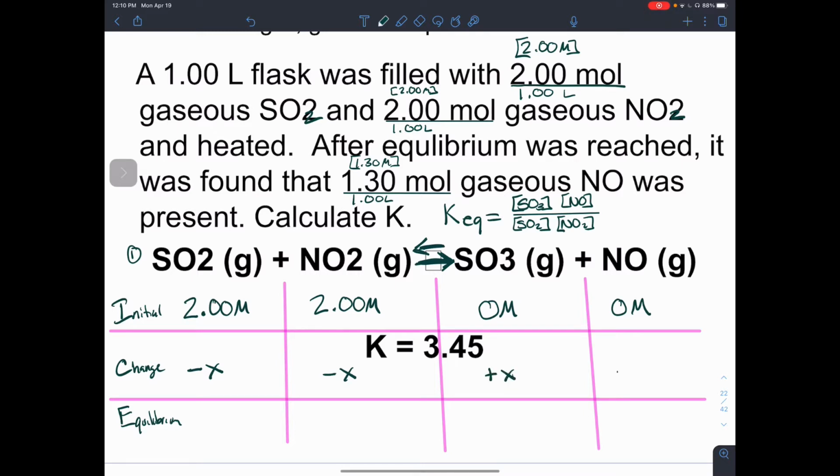Plus x and plus x. Again, this time we're on the product side, so we're using a plus symbol to show that these things are being formed, and they're in the same ratio, right? If the balanced equation had a 2 in it, then I would put 2 in front of x because I would be using that ratio. Do I know any of the values for afterwards? Well, I was given at least 1, right?